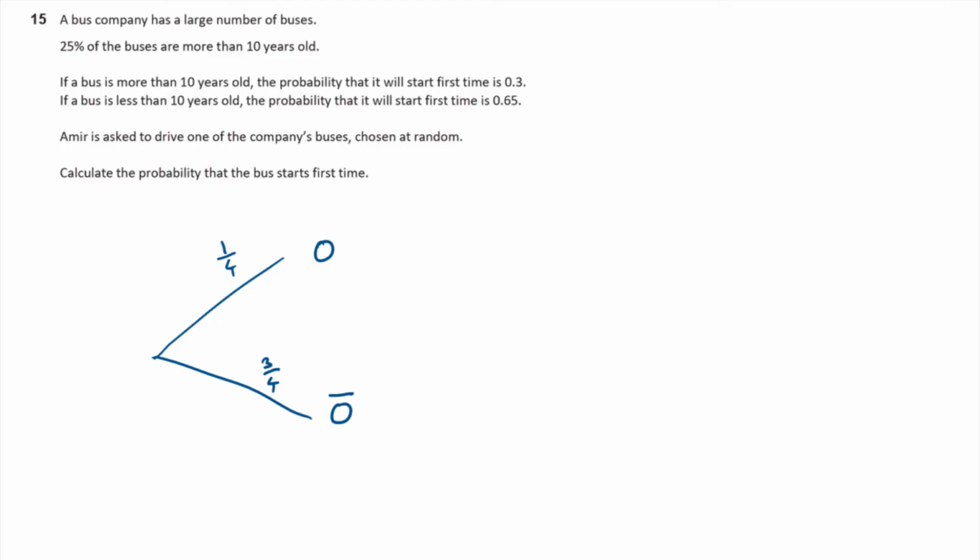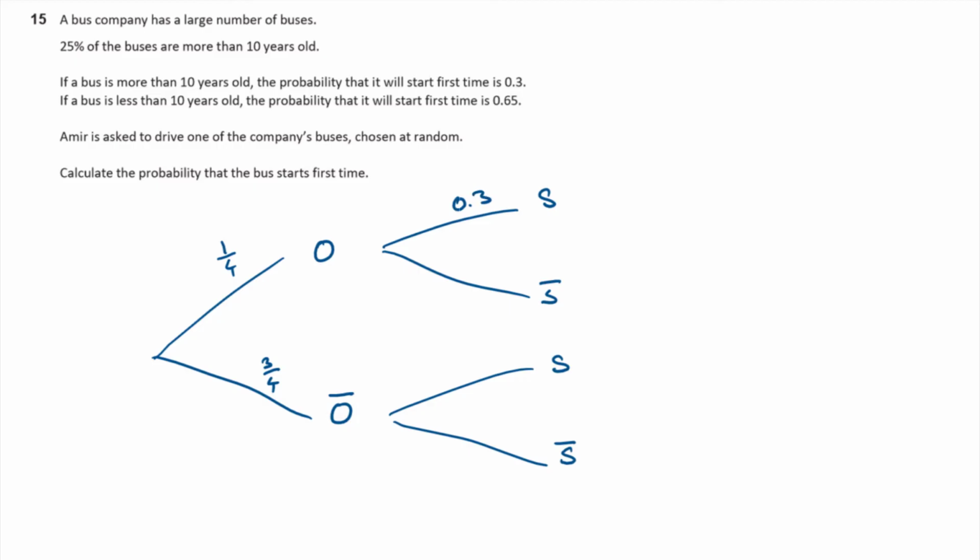Okay, and then in the second kind of branch of my tree diagram, I'm going to consider if it starts first time or doesn't start first time. So starts, doesn't start, starts, doesn't start. Okay, so if it's old, so if the bus is more than 10 years old, the probability that it will start first time is 0.3, which means there's a 0.7 chance that it doesn't. And if the bus is less than 10 years old, the probability that it will start first time is 0.65. So start 0.65, which means the probability it doesn't start is 0.35 down there.